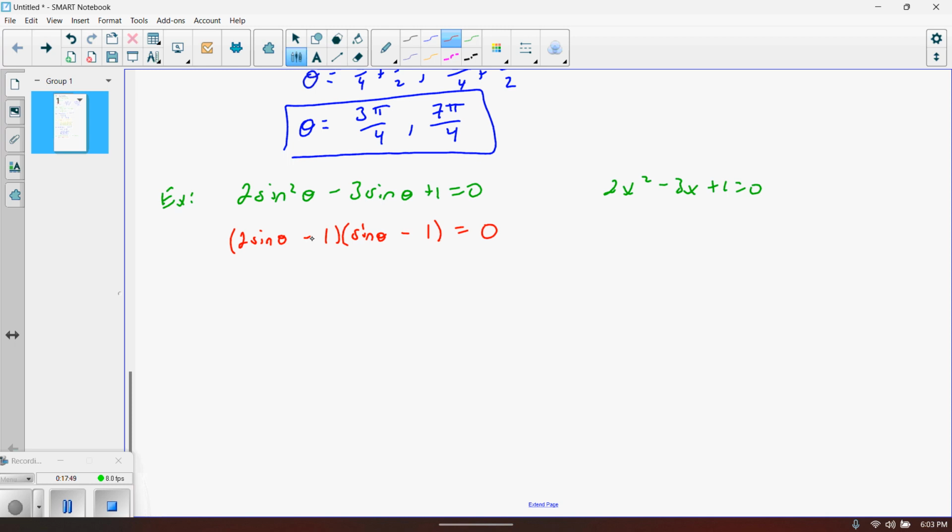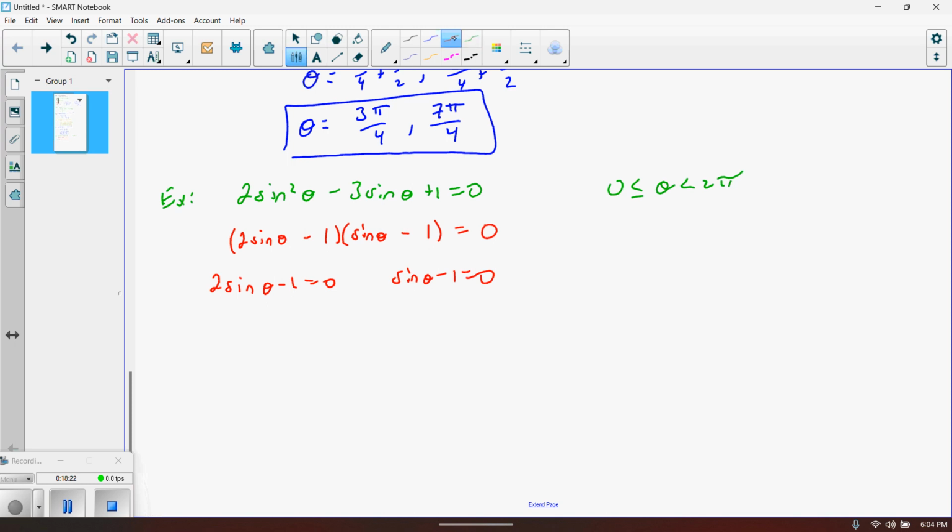So now that we've factored this, we're basically going to use the zero product property and set each piece equal to 0 and solve. And I didn't mention it here, but we are going to restrict this domain once again to 0 to 2 pi. All right, so let's go ahead and solve.